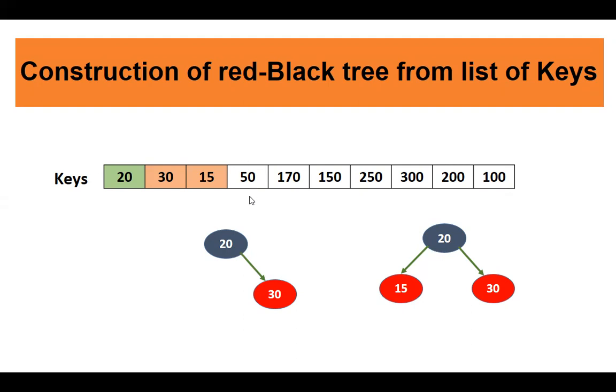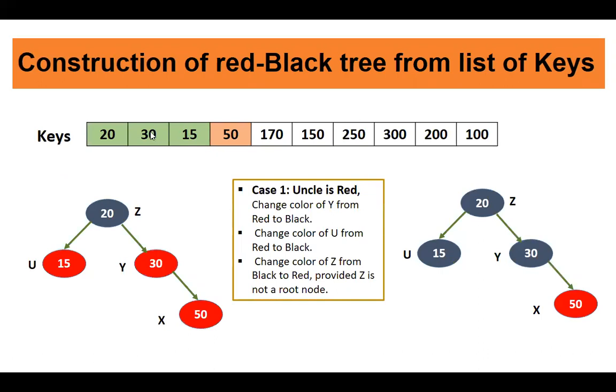Fine. Next, what we insert is 50. The tree already contains 20, 30, 15, and the new node we're inserting is 50. Compare it with 20, greater than 20, greater than 30, so it will be on the right side of 30. The newly inserted node we name X. The parent of X is 30 and the grandparent of X is 20, denoted by Z. The parent is denoted by Y, the newly inserted node by X, and the uncle by U.